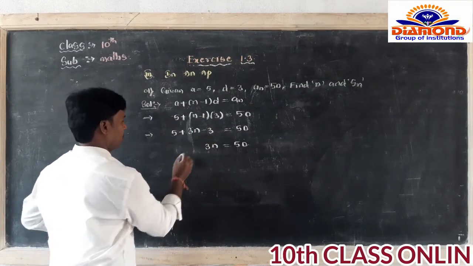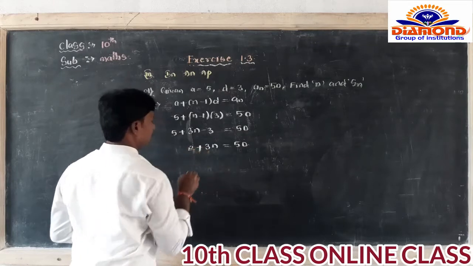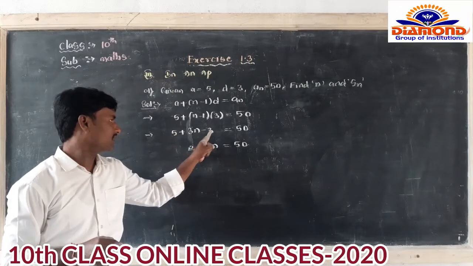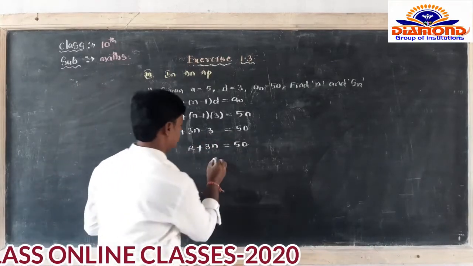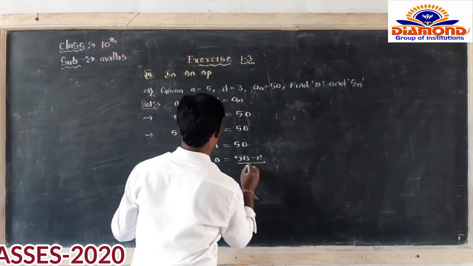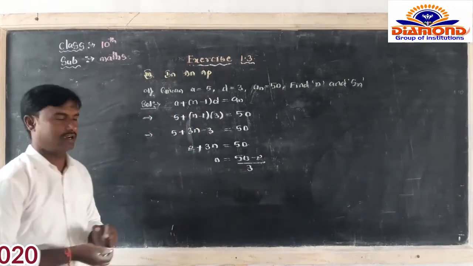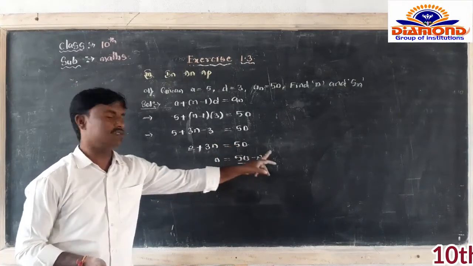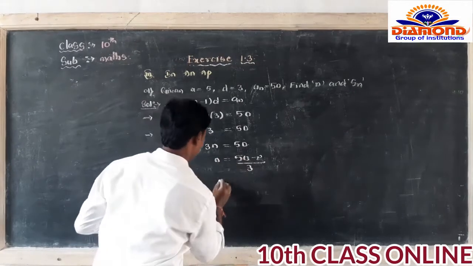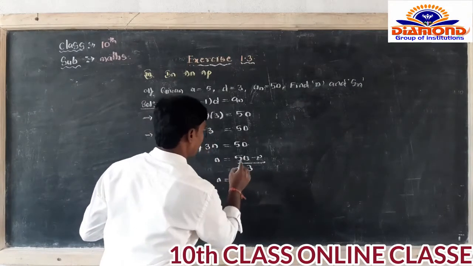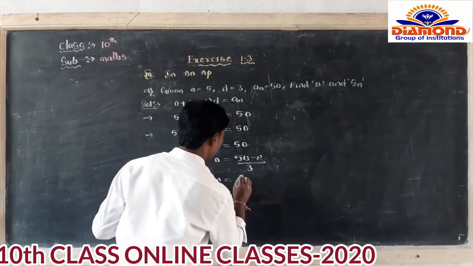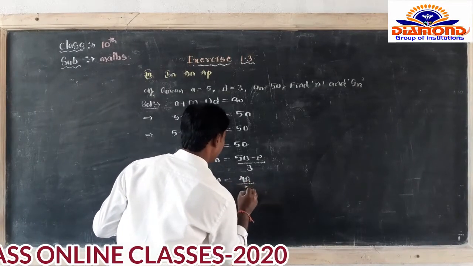5 minus 3 leaves how much? 2. Plus 3n is equal to 50. Once again, dear students, 3n as it is, 5 minus 3 is equal to 2, and this 50 as it is. Now n is equal to 50 minus 2 divided by 3. So the plus 2 becomes minus 2, and the multiplication by 3 becomes division. Now n is equal to 50 minus 2, which is 48, divided by 3, dear students.